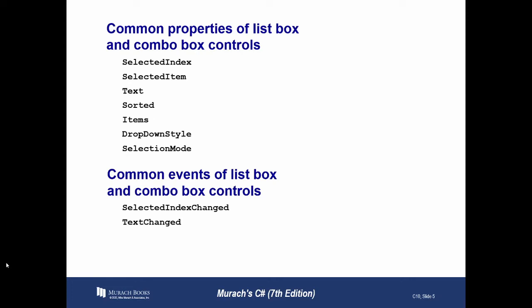So really quickly, I want to talk about the different properties we're going to have with the list box and the combo box, and then some of the events that we're likely to see. And so when we look at these properties for both the list box and the combo box, you've got selected index, selected item, text, sorted, items, drop down style, and selection mode. And these are the common ones that you typically can deal with for these two types of boxes. And then the events that we're likely to encounter are selected index changed, and text change. So let's go back in and have a look at how those work.